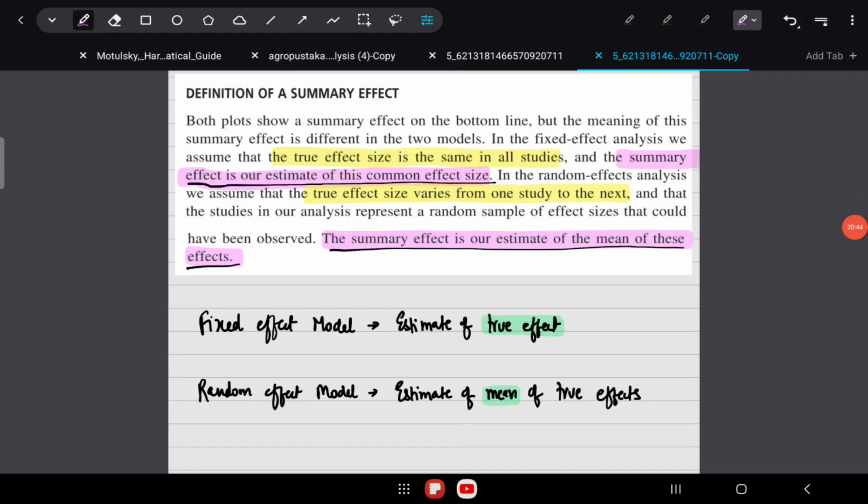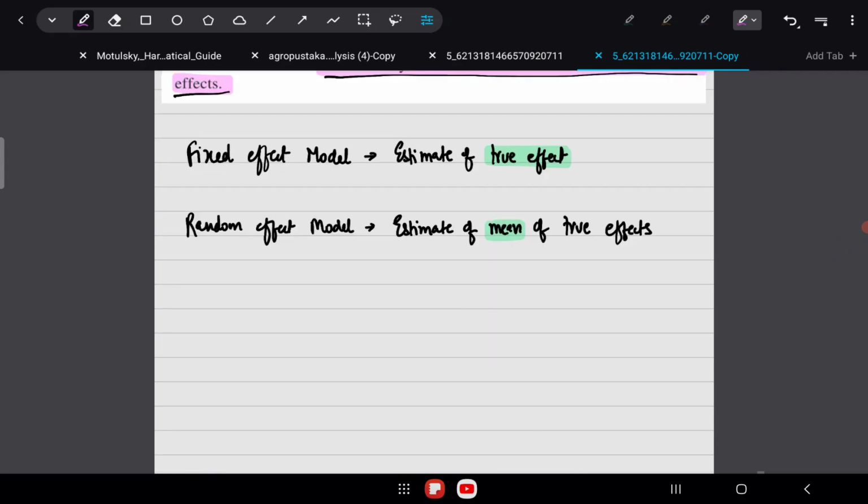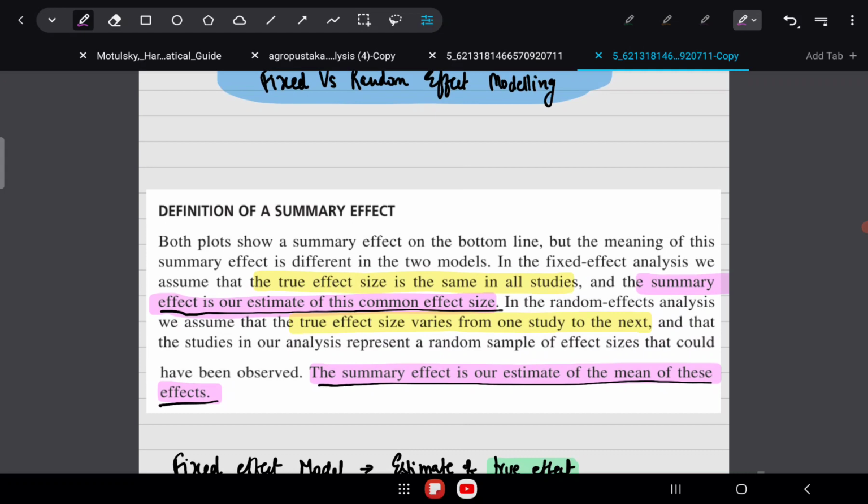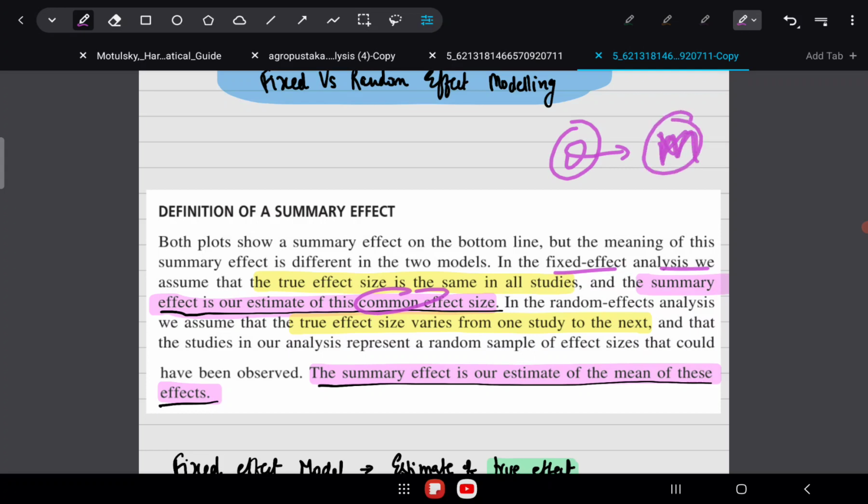So now that you understand some basic differences, we are going to go into some more differences between fixed and random effect modeling. The first difference, as I have talked about in previous discussions also, is that the interpretation of the summary effect changes. In fixed effect modeling the assumption was that the true effect is the same across all the studies, that is theta. So the summary effect that we generate, let's call it m, the weighted mean, is an estimate of theta in the case of fixed effect modeling.